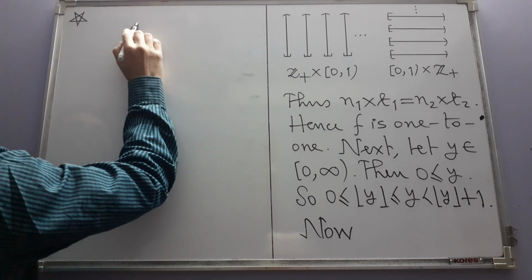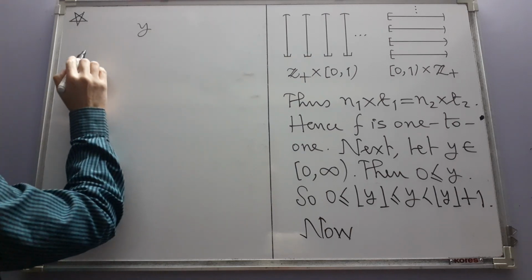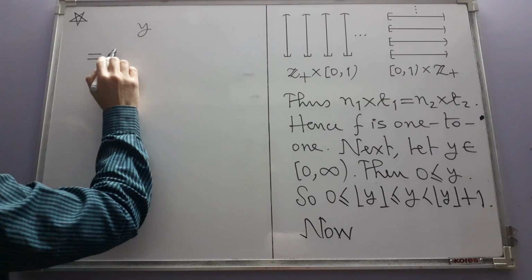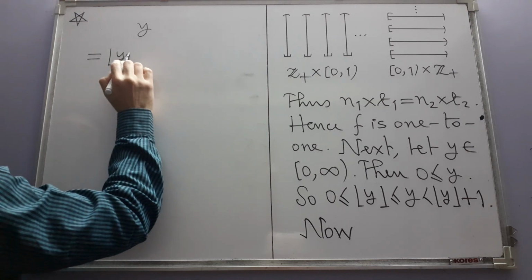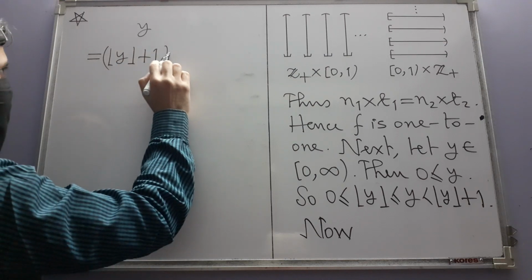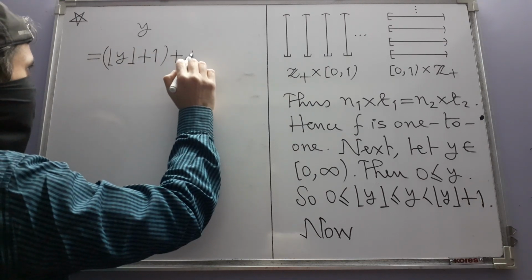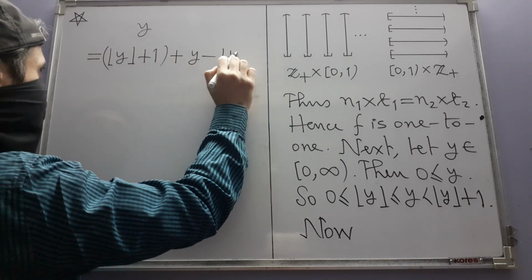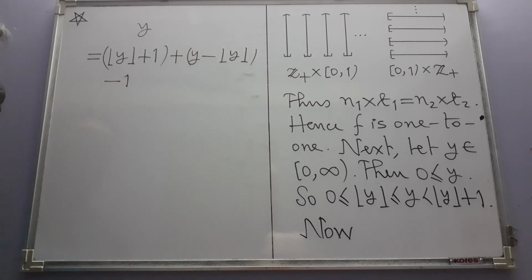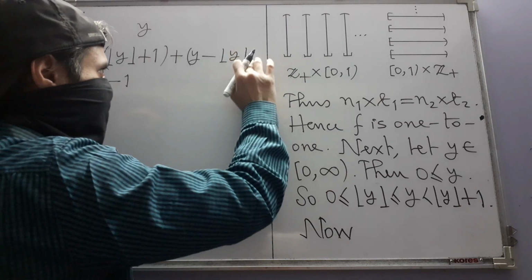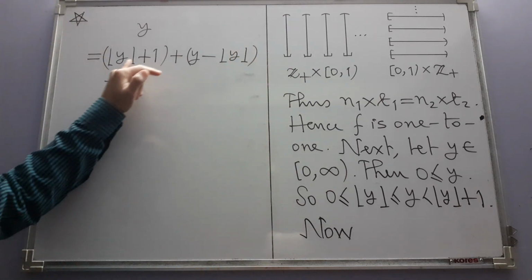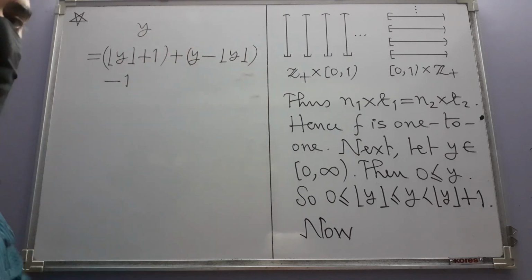So what I am going to do, I will start with y, my chosen element or point, and I will write this as floor y plus 1 plus y minus floor y minus 1. Is everything balanced? 1 and minus 1 cancel out, floor y and minus floor y cancel out, and we are left with y.